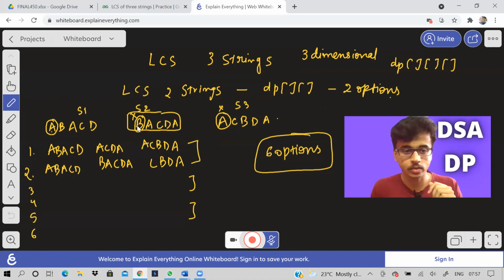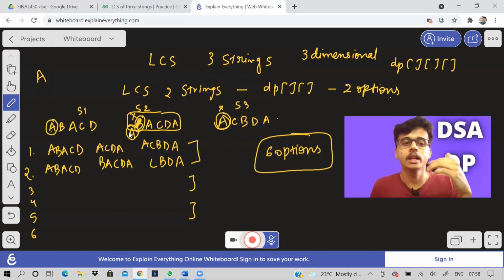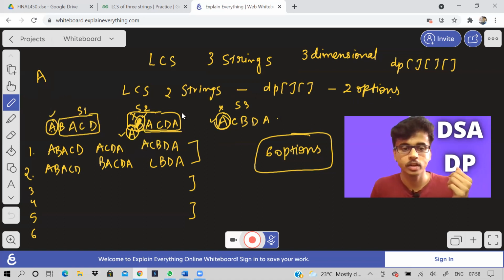So suppose this was not B, this was A, then see, the characters are equal. So we will include A in our answer. So our answer will have A. If this was not B, this was A, then we would include it, because see, A is present everywhere. Then we would include this, and then we would check for the remaining strings. So we would check for this part only.